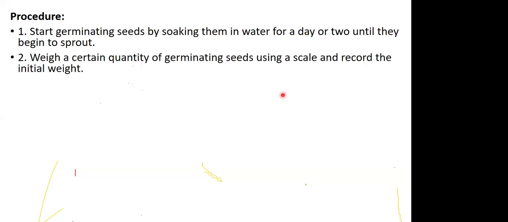So the procedure here, we start germinating the seeds by soaking them in water for a day or two. And then they begin to sprout, because when germination is taking place it means the seeds are actually respiring. That's the whole idea. When they respire, it means they are going to give off water. And then weigh a certain amount of germinating seeds using a scale and record their initial weight.